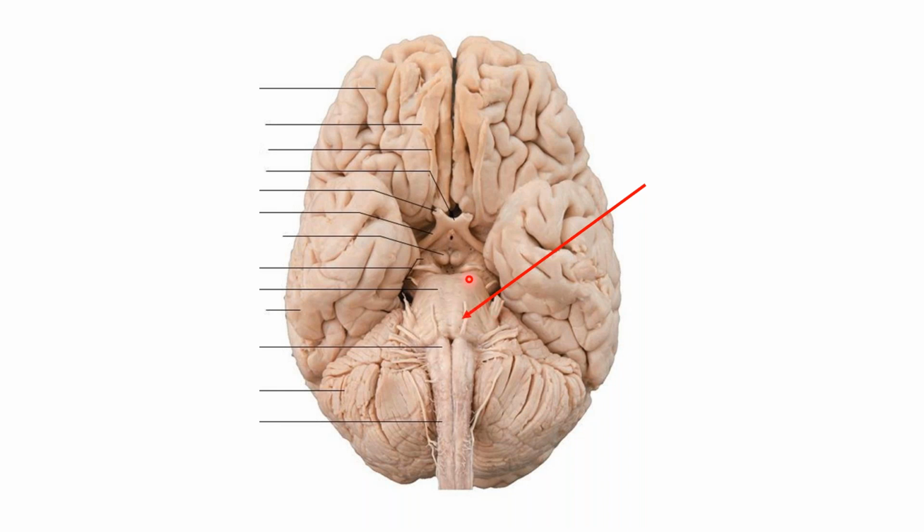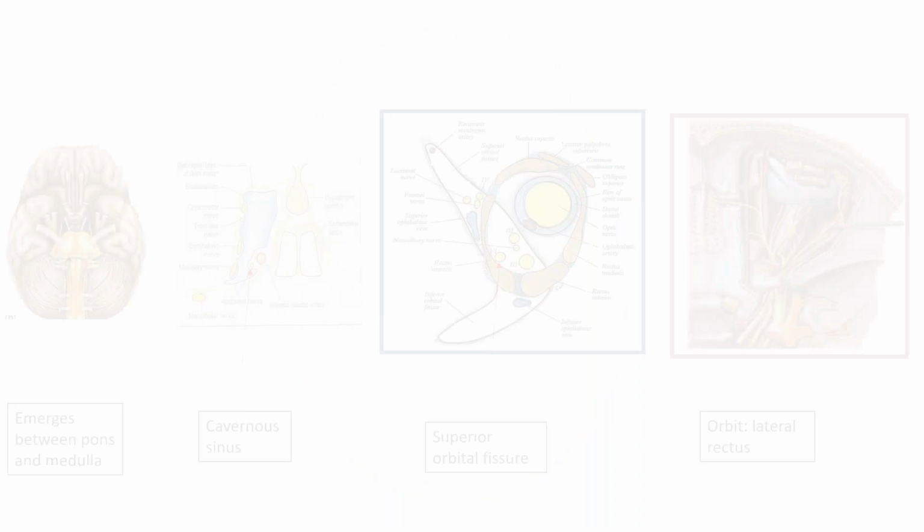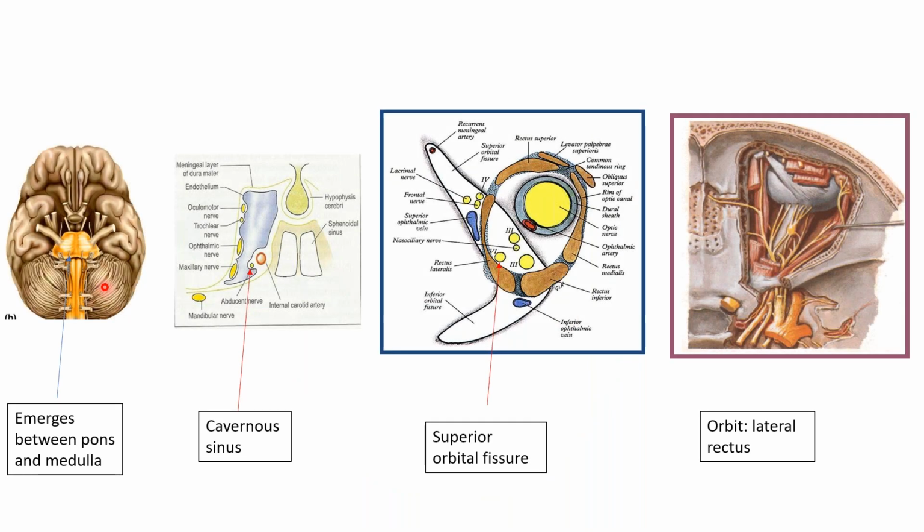So of the three nerves, we have completed oculomotor and trochlear, and the last one, which we'll be doing right now, is the abducent nerve. The abducent nerve nucleus, which is at the level of the pons, emerges at the junction of the pons and the medulla, and then it reaches the cavernous sinus. In the cavernous sinus it lies on the medial wall along with the internal carotid artery.